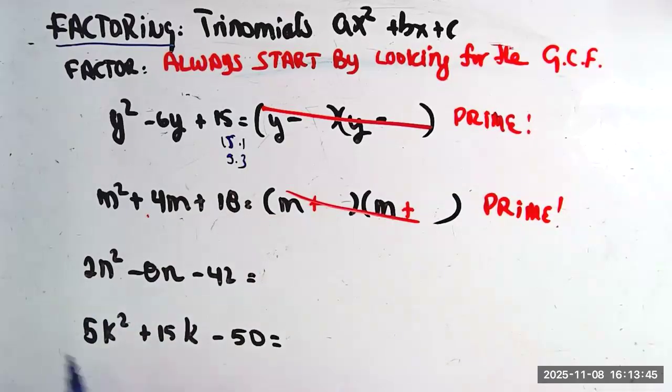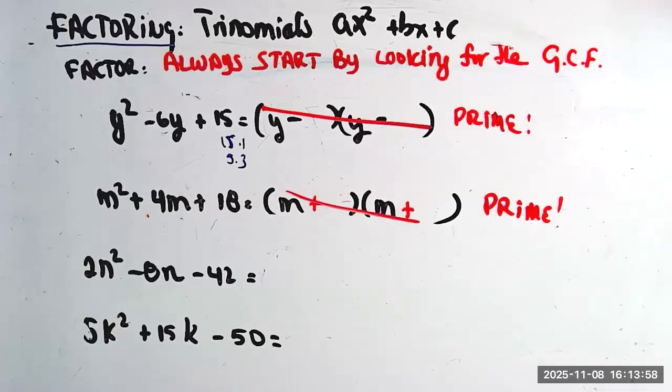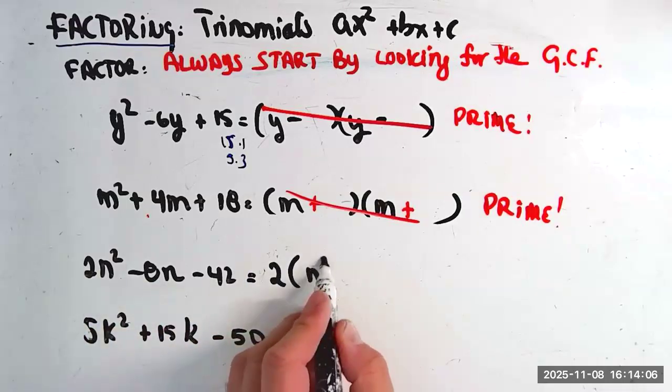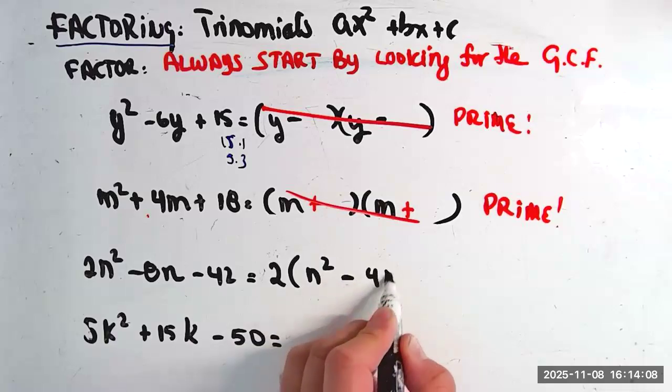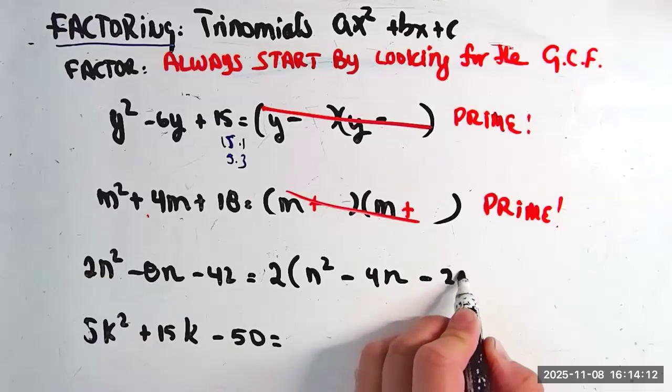What about these 2 examples? 2n squared minus 8n minus 42. Notice that we have a greatest common factor, 2. Always, always, always start by looking for the greatest common factor. So we proceed here to factor out the GCF. In this case, it will be 2, to end up with what? n squared minus 4n minus half of 42. That would be 21.